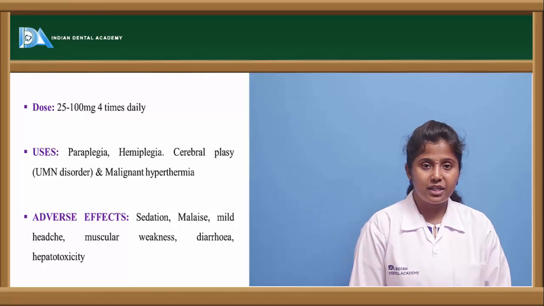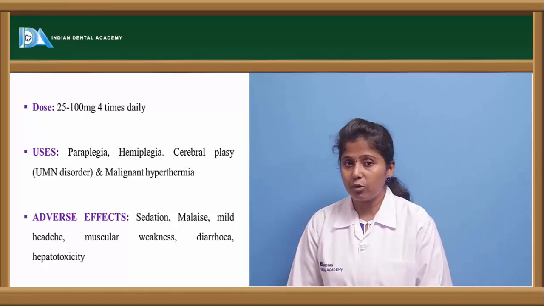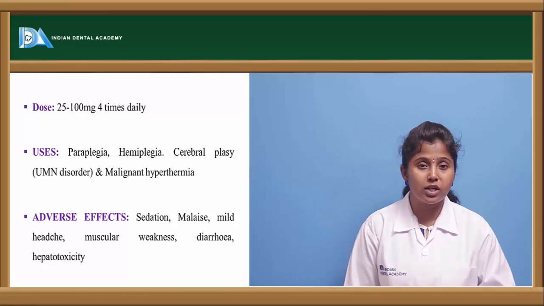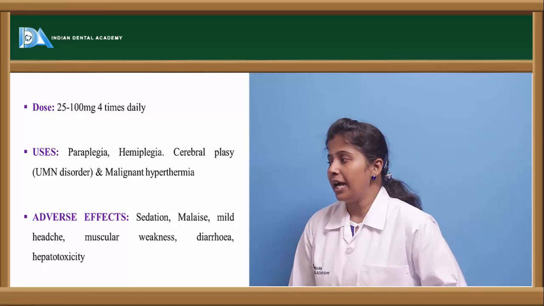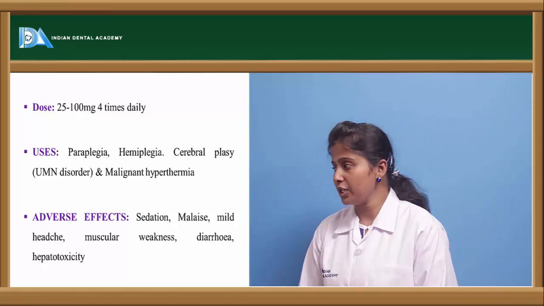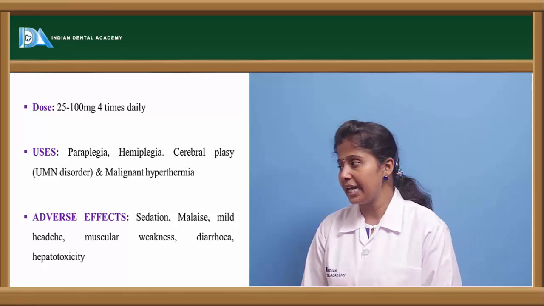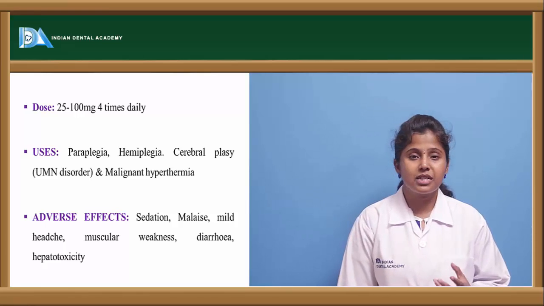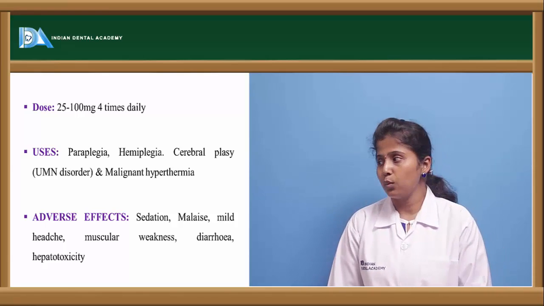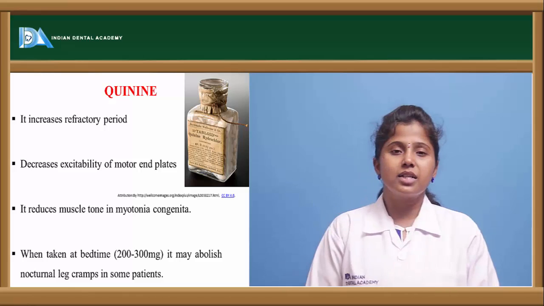So in all these conditions, dantrolene is given in order to relax the skeletal muscle or the spasms which are caused in the skeletal muscle, and it has fewer adverse effects like sedation. It may cause sedation, and it will have mild headache, muscular weakness. It causes weakness of the muscle, diarrhea, and it may lead to toxicity of the liver. The other drug is quinine.